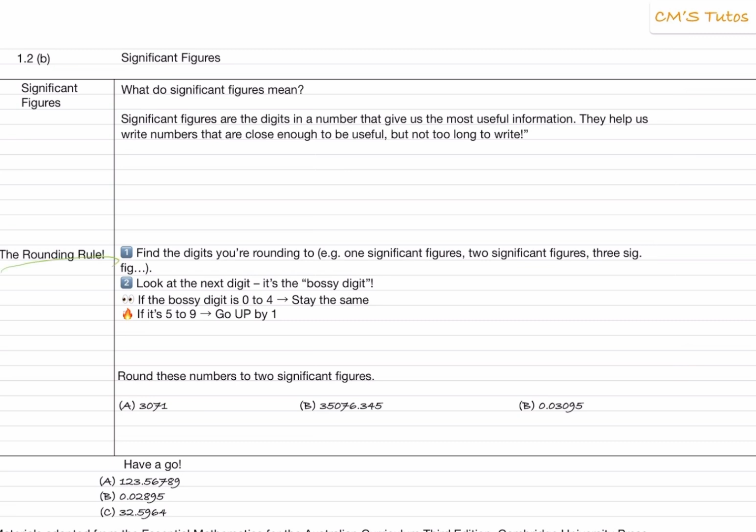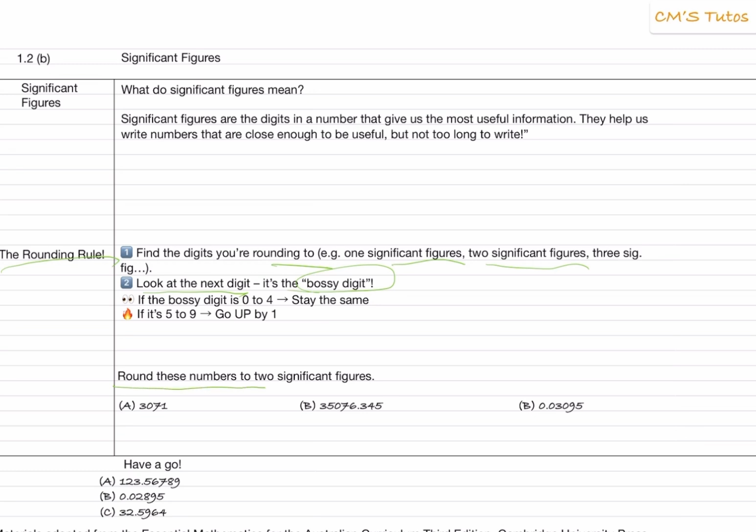So for the rounding rule, first, find the digit you are rounding to. It could be one significant figure, or two significant figures, or three sig fig, and so on. It is usually mentioned in the question. And the second step is to look at the next digit, the bossy digit. If the bossy digit is 0 to 4, it stays the same, but if it's between 5 and 9, we go up by 1. We're going to have a look at this in one example.